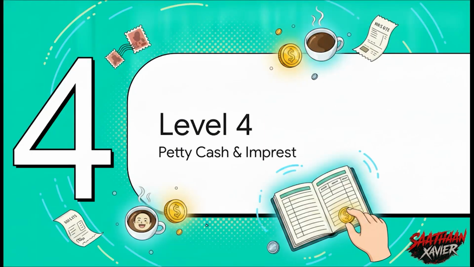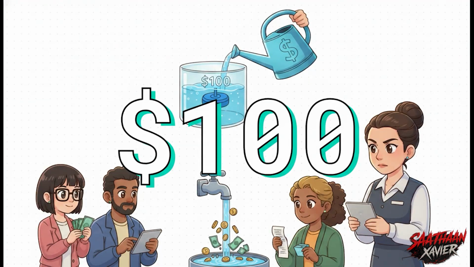All right, level 4, petty cash and the imprest system. To handle the logistical nightmare of recording tiny, everyday expenses, things like bus fares, postage stamps, or grabbing a quick coffee for a client, we use petty cash. You definitely don't want to clutter up your main 3-column cash book with $3 transactions. Petty cash is usually run on something called the imprest system.